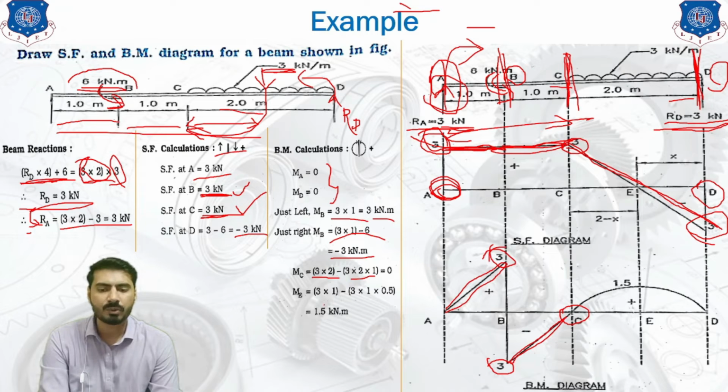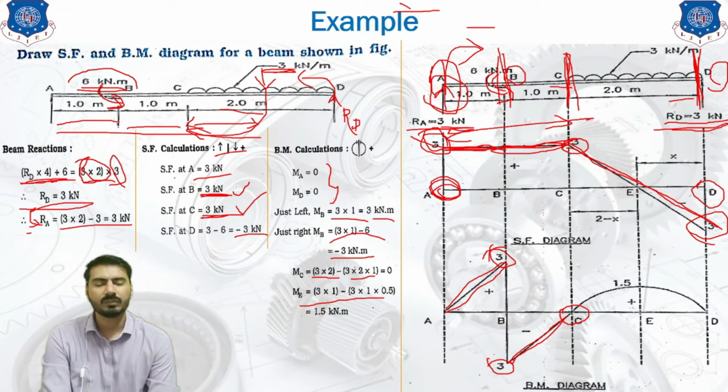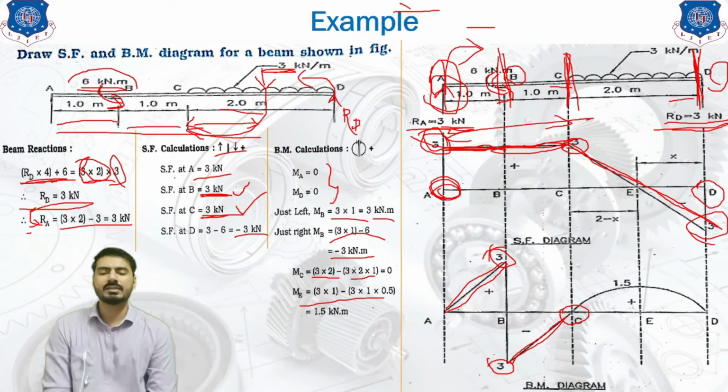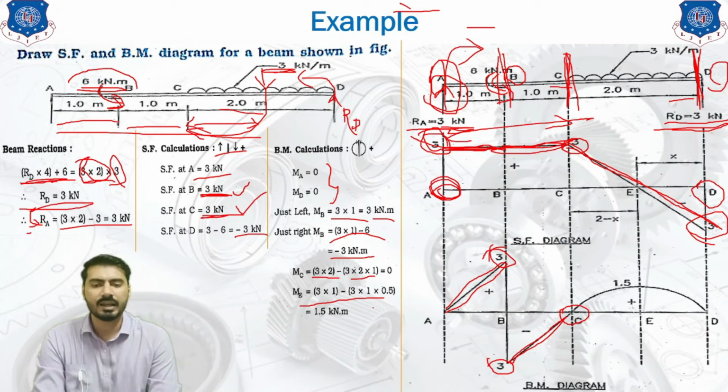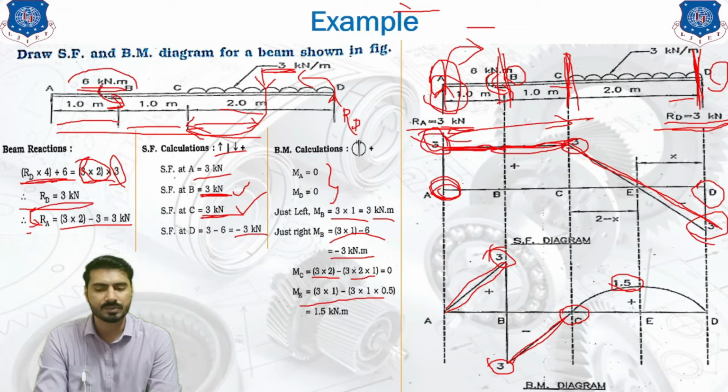But before that, we are going to take a moment at the point E. So point E is nothing but the center point of C and D. At point E, which is the maximum bending moment of the CD section, it can be calculated by taking the reference section like this. On the left hand side, there are multiple forces, but on the right hand side, there are two forces acting on the beam. So we are taking the right hand side.